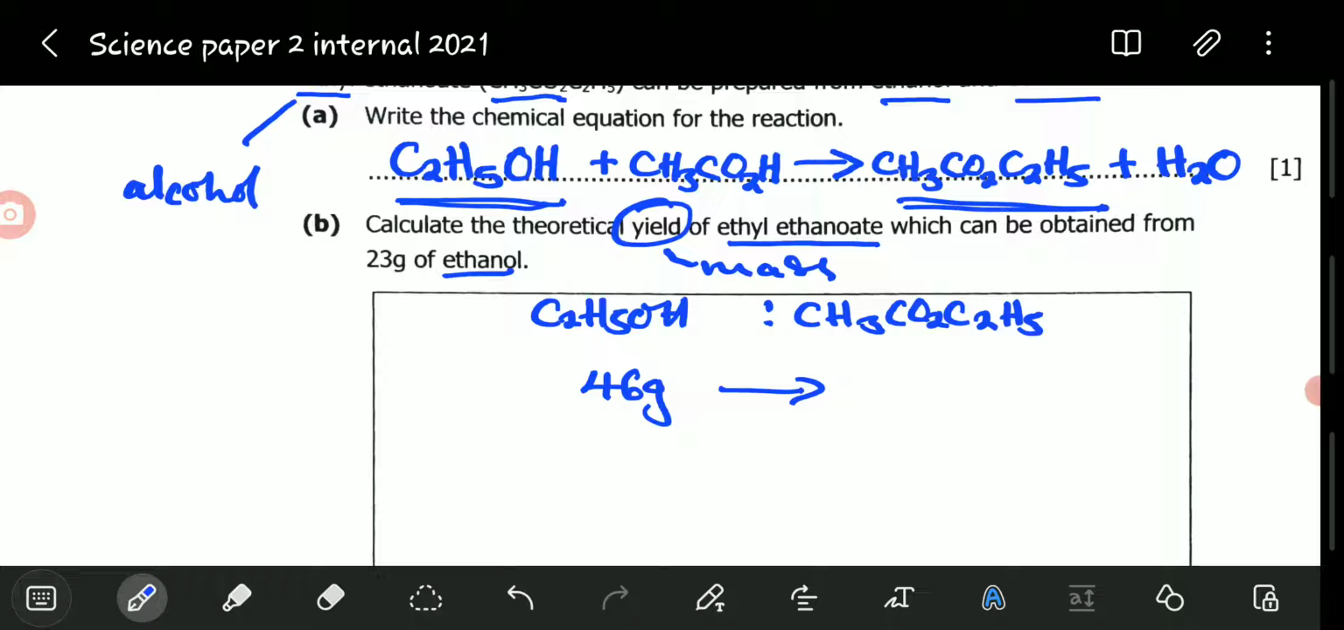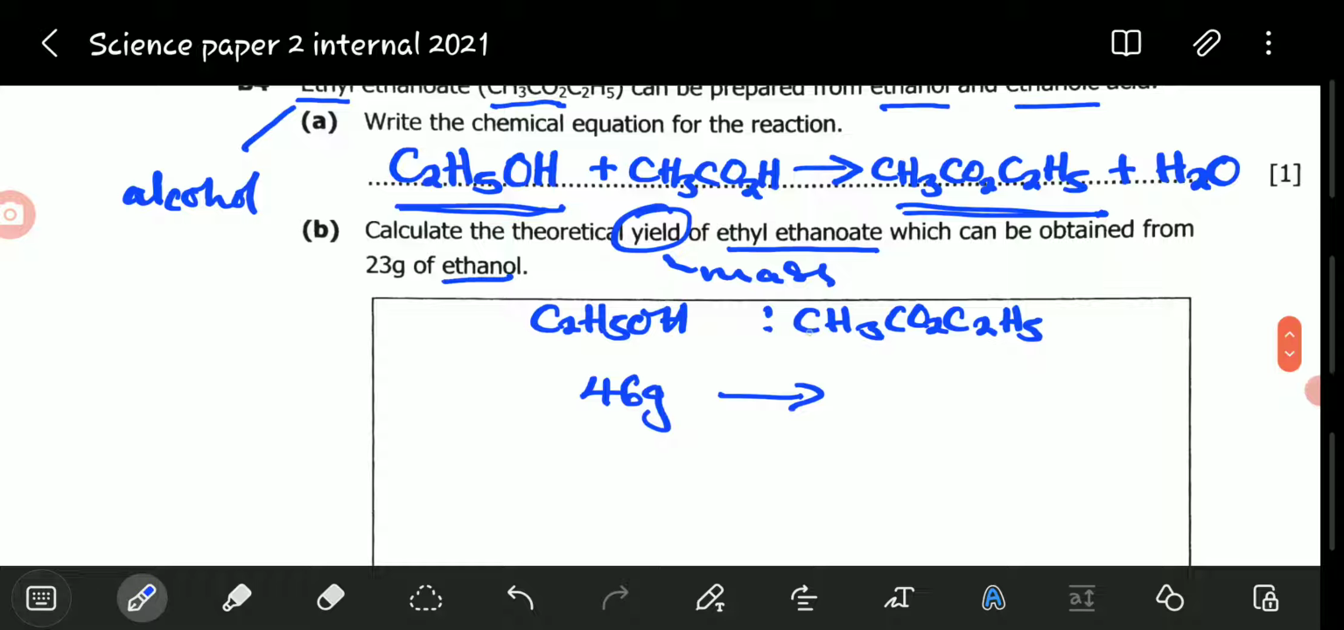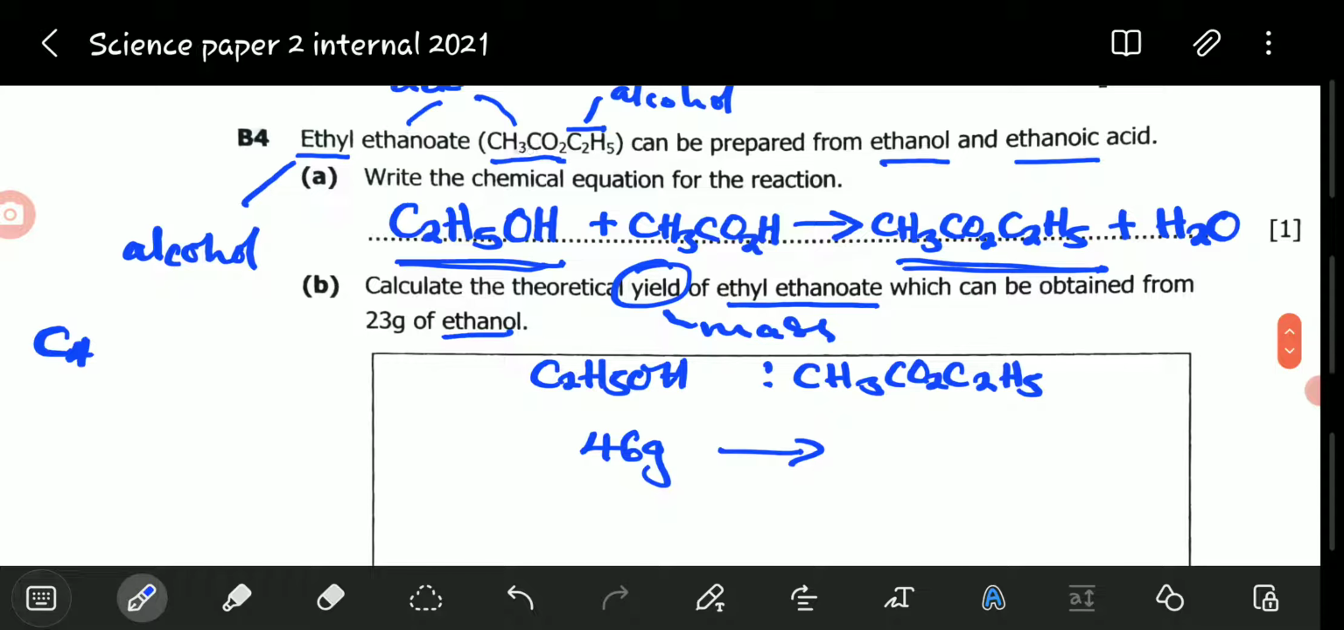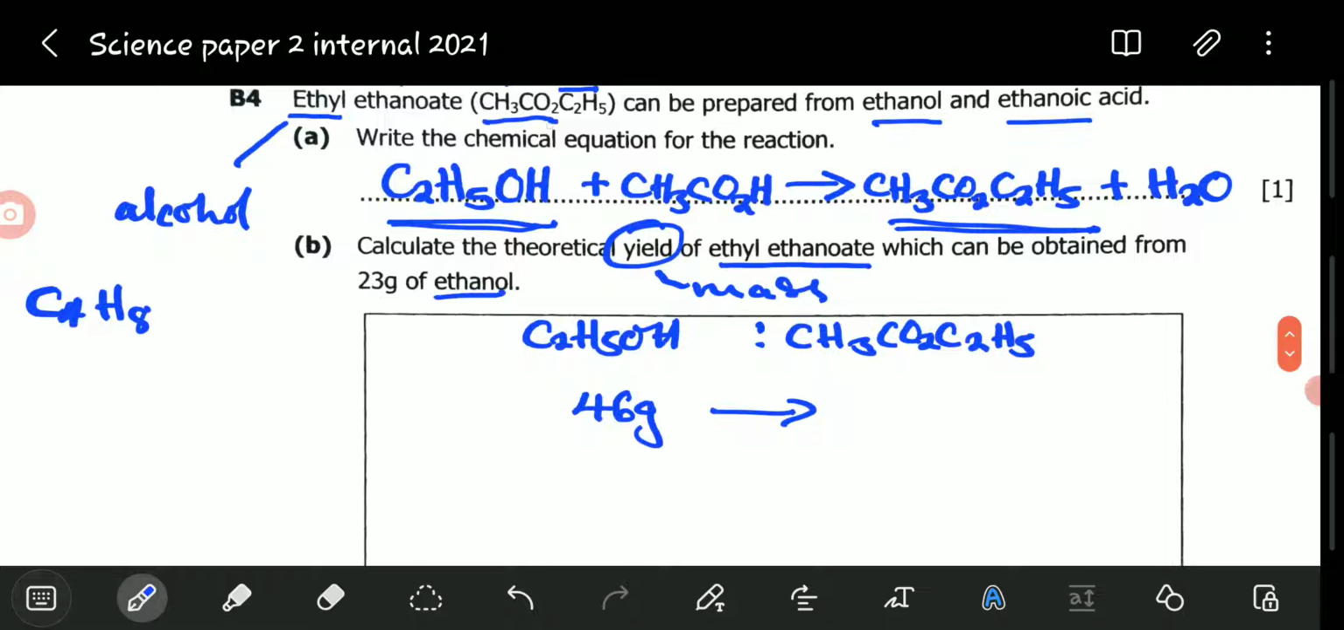We have 1 carbon, 2 carbons plus 2 carbons, so we have 4 carbons. So allow me to say C4. Okay, then hydrogens, I have 3 plus 5, so I have 8. Let me just confirm this. 3 plus 5, so I have 8 hydrogens. Then when it comes to oxygen, we have 2 here, so we only have 2 oxygens, so O2.